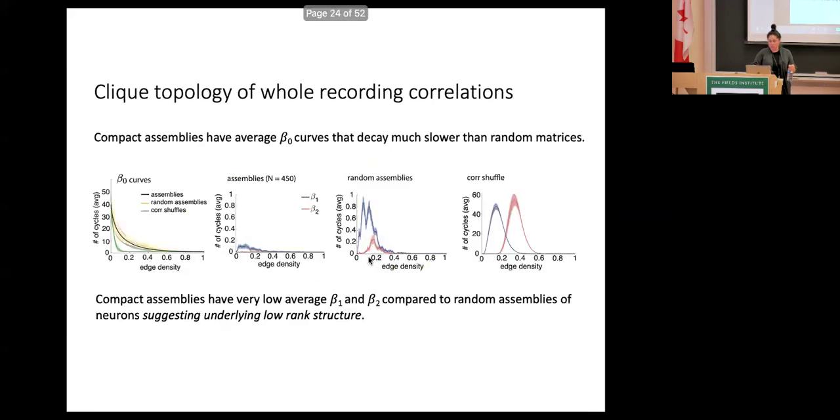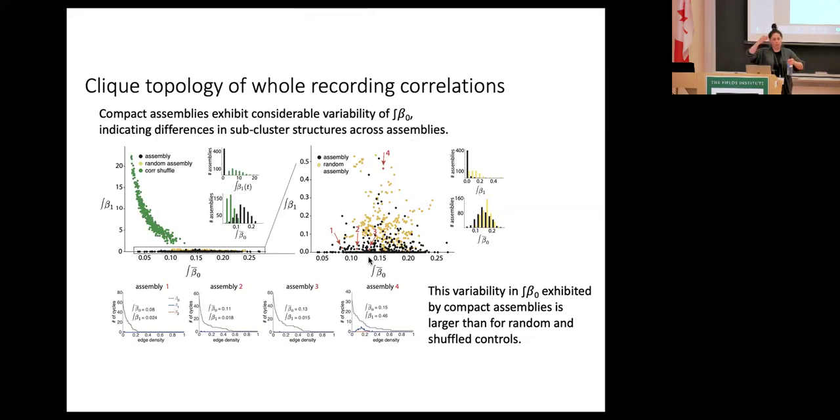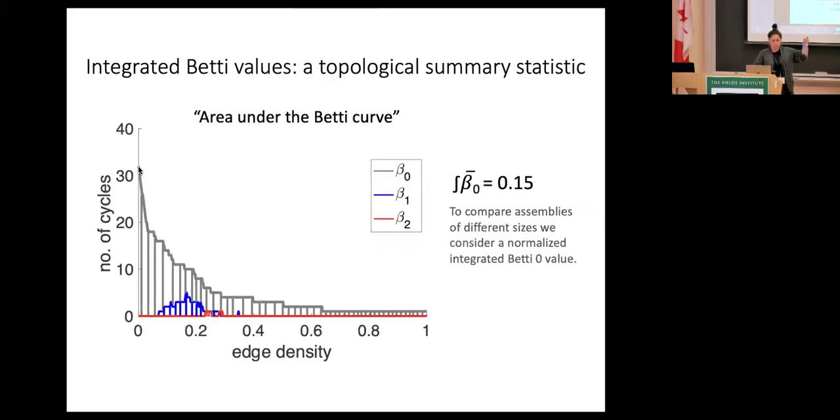Because Betti 0 is connecting components and we're only adding edges, Betti 0 starts at the number of neurons you have in the assembly, and it has two options. It can either go down or plateau. So in some sense, this integrated Betti 0 number is telling you how fast it went down versus plateauing. A higher integrated Betti 0 number to me is saying more time plateauing, more subcluster structure. Betti 1 is the area under the Betti 1 curve, and more Betti 1 means more of those cycles, like the bracelets in your network.